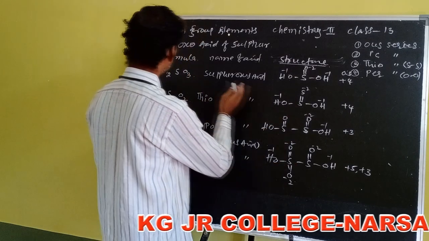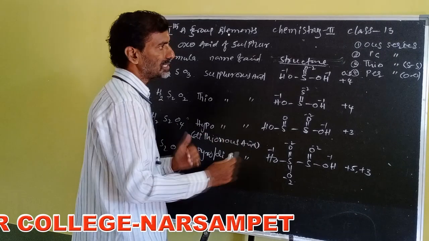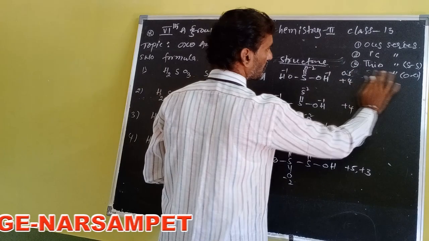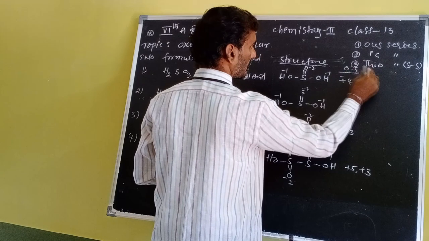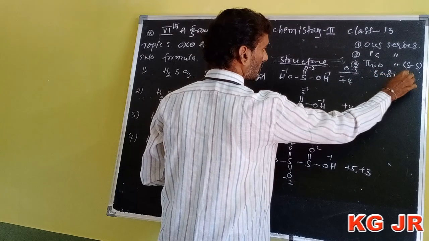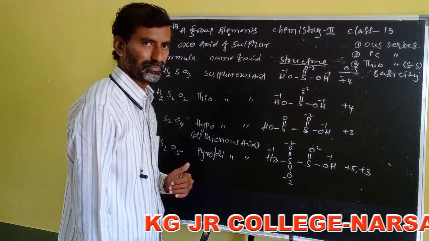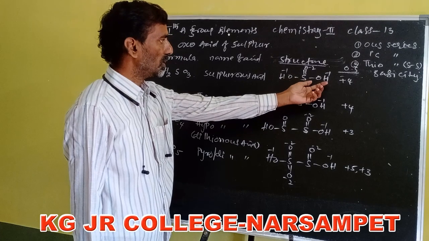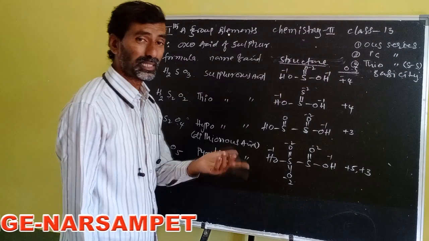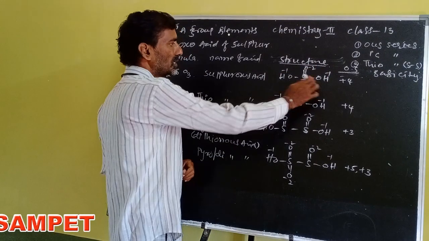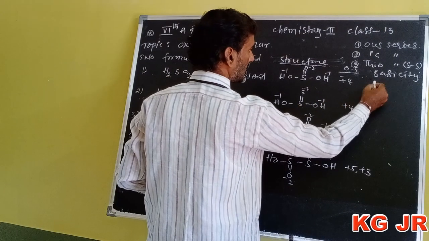So this is about the ous series of acids. And next, basicity. So this is oxidation state. Next one is basicity. What is basicity? The number of OH groups present in the given molecule is called the basicity of the acid. So how many OH groups are there? Two. Hence the basicity is two.